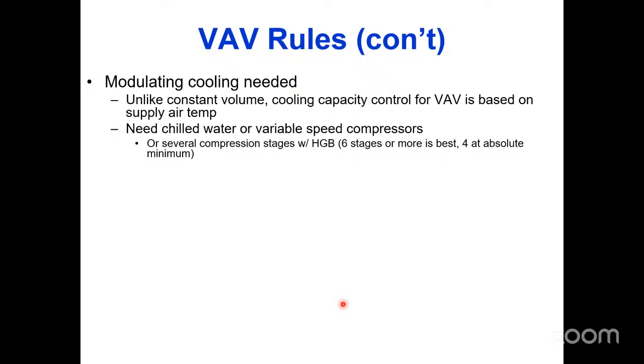Next rule, got to have modulating cooling. I think I already beat that to death. Chilled water, fantastic. Variable compressors, fantastic. Multiple on-off stage compressors, fantastic. You got to do one of those things because this is all controlled off of a temperature sensor sticking in the supply duct. And any compressor turning on or off, it'll see that temperature change almost immediately in the duct.